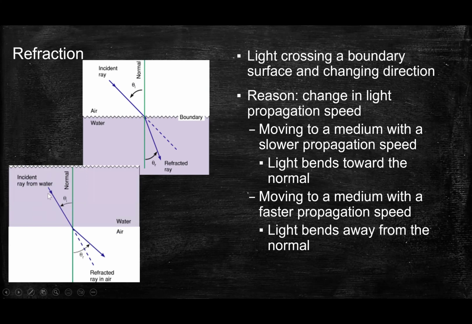So if we reverse it here and we're leaving water and going into air, this dotted line shows you where the straight line would follow if it didn't undergo any type of refraction. But because it's less dense in air, light can travel faster in air than in water, we have that increase in the angle of refraction.